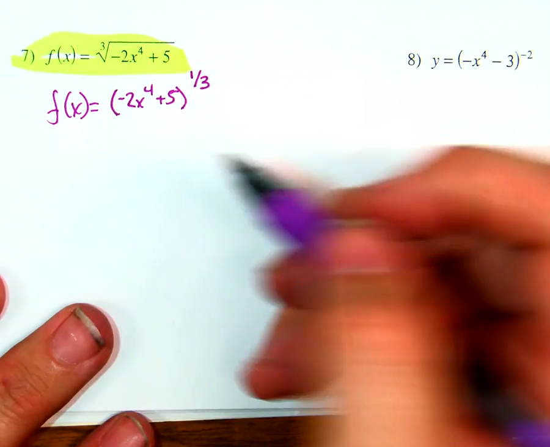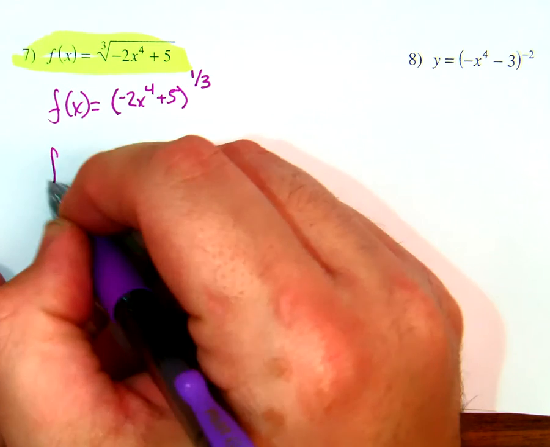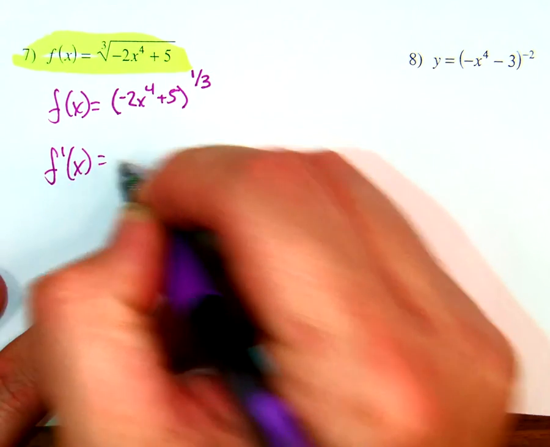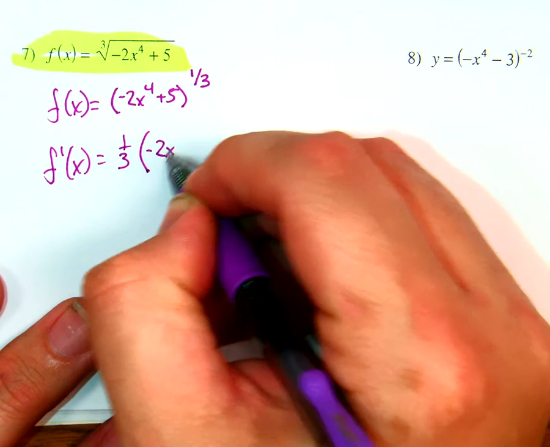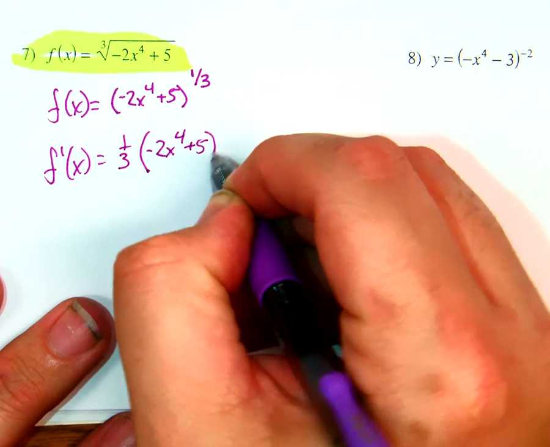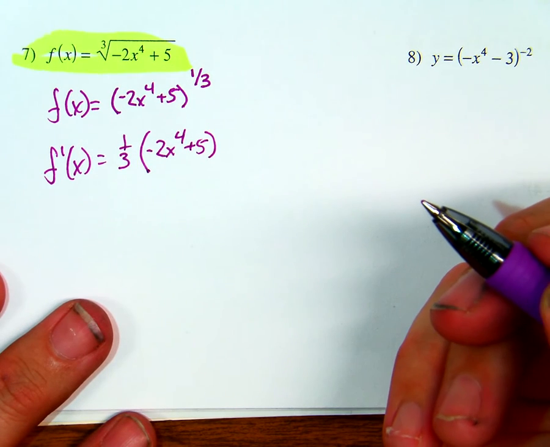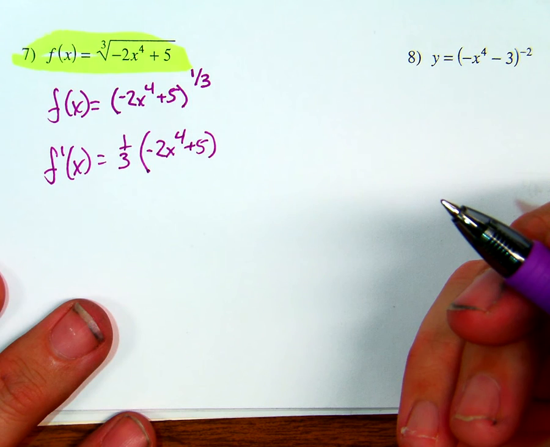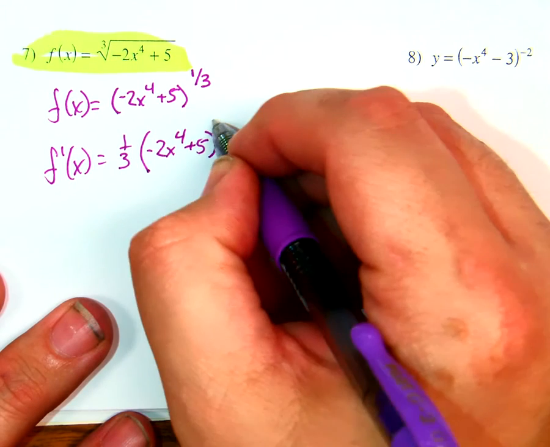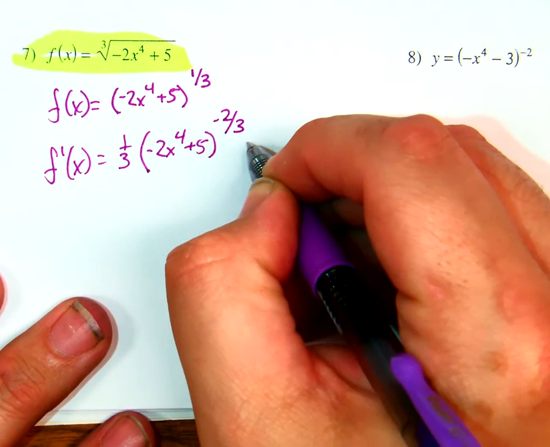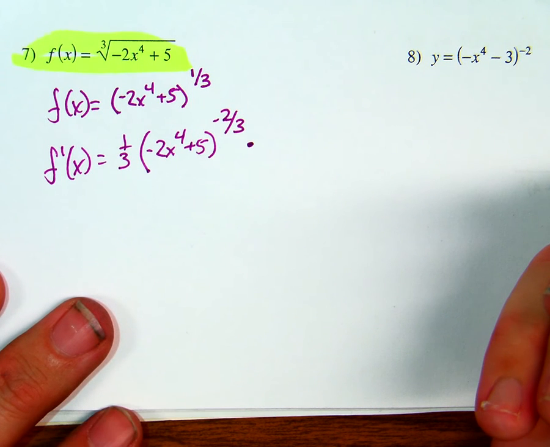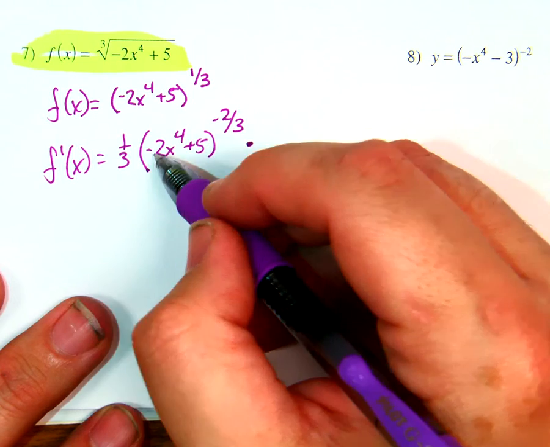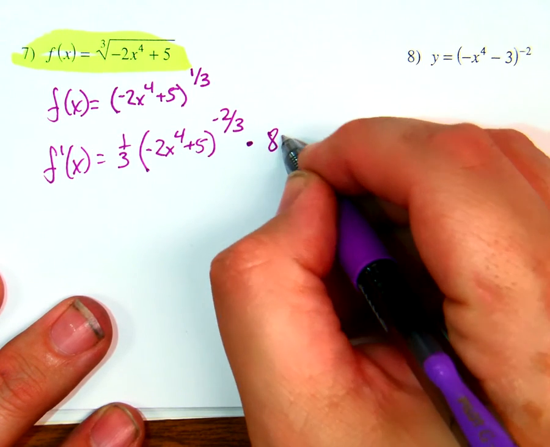So now I will just do the derivative of this, which is going to be 1/3 times the stuff, which is a highly technical calculus term, to the power of 1/3 minus 1. What's 1/3 minus 1? Negative 2/3. Now, is the stuff x? No. So I have to differentiate the stuff, times negative 8x cubed.